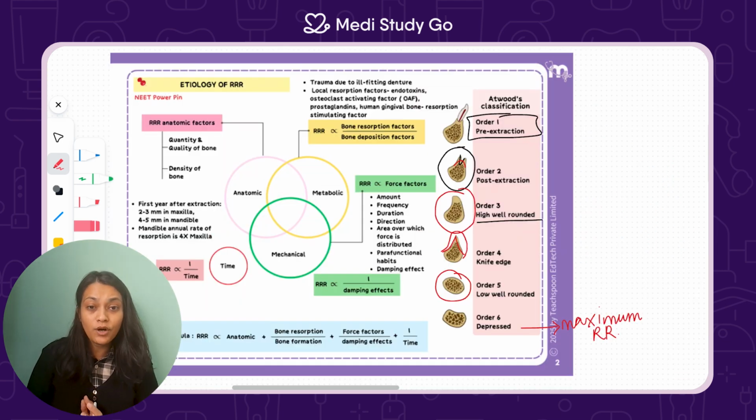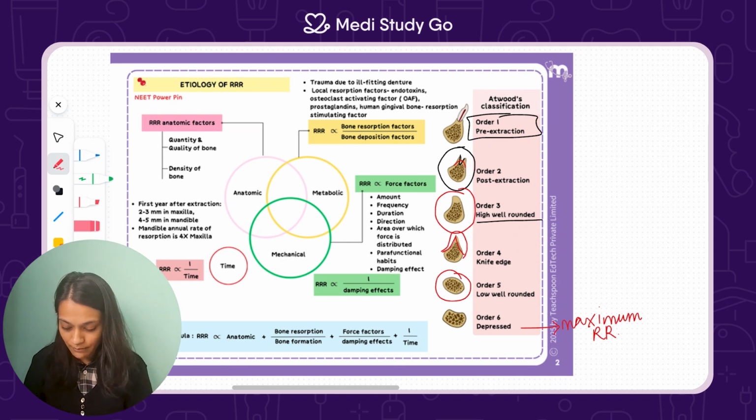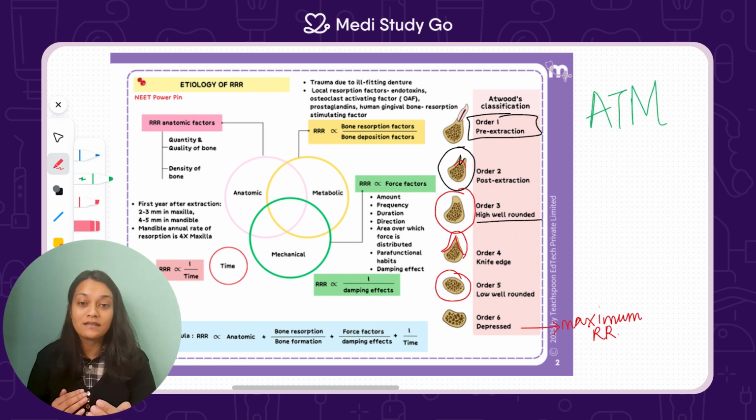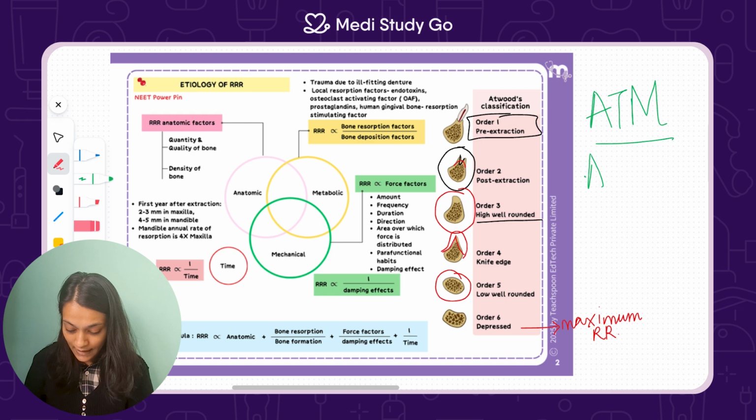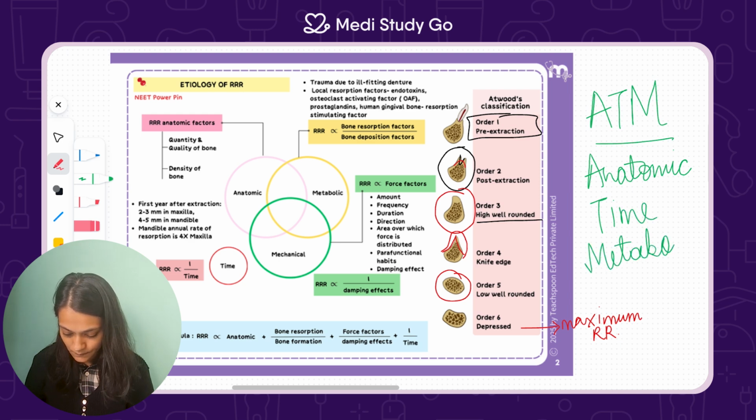So now we move on to the etiology of residual ridge resorption. I want you to remember ATM. Okay? You deposit cash, you withdraw cash. What is cash here for us? The bone. So what is going to happen? A is going to stand for anatomic factor, T is time, M is metabolic factor, and also the mechanical factor.